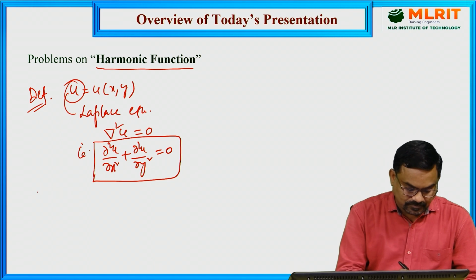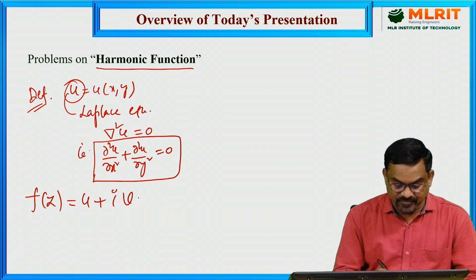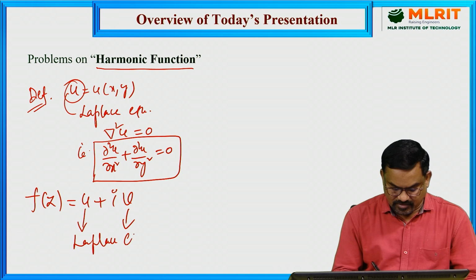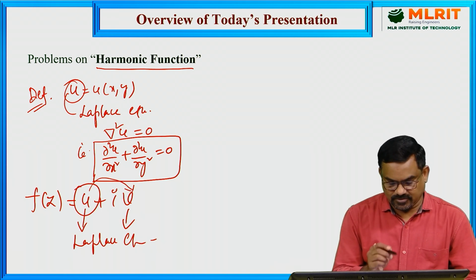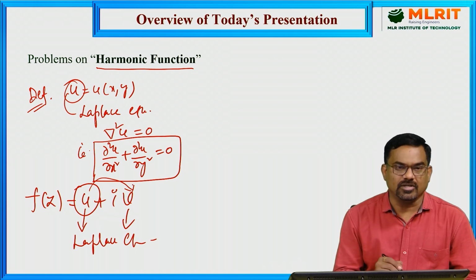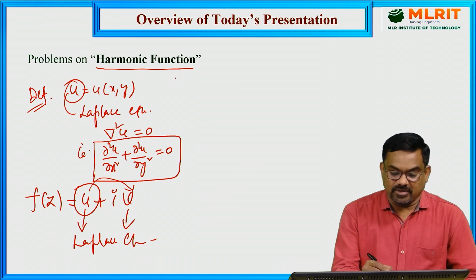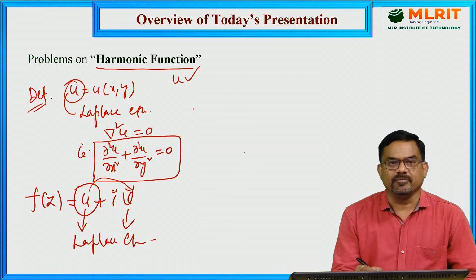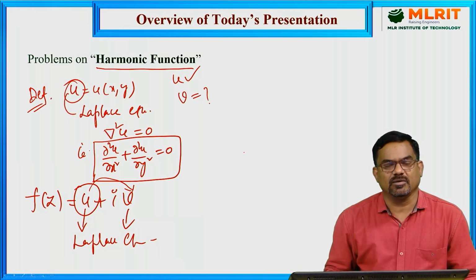And also, if we have an analytic function f of z in the form of u plus iv, where u and v satisfy Laplace equation, then u is said to be conjugate harmonic function of v, and v is said to be conjugate harmonic function of u. So u and v are said to be conjugate harmonic functions. Now, for example, if a harmonic function u is given, we can find its conjugate harmonic function v also.